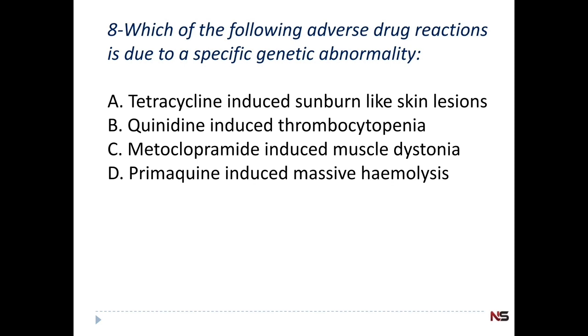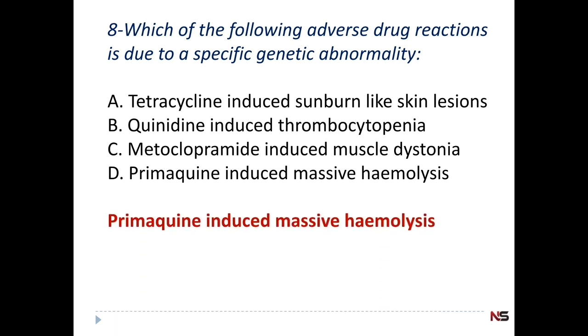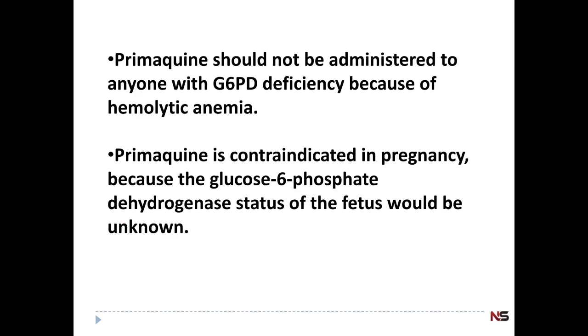The correct answer is option D, primaquine induced massive hemolysis, because primaquine, in special people who are G6PD deficient, if you are giving primaquine to a G6PD deficient person, there will be hemolytic anemia. So primaquine should not be administered to anyone with G6PD deficiency because of hemolytic anemia. This is a genetic disorder.